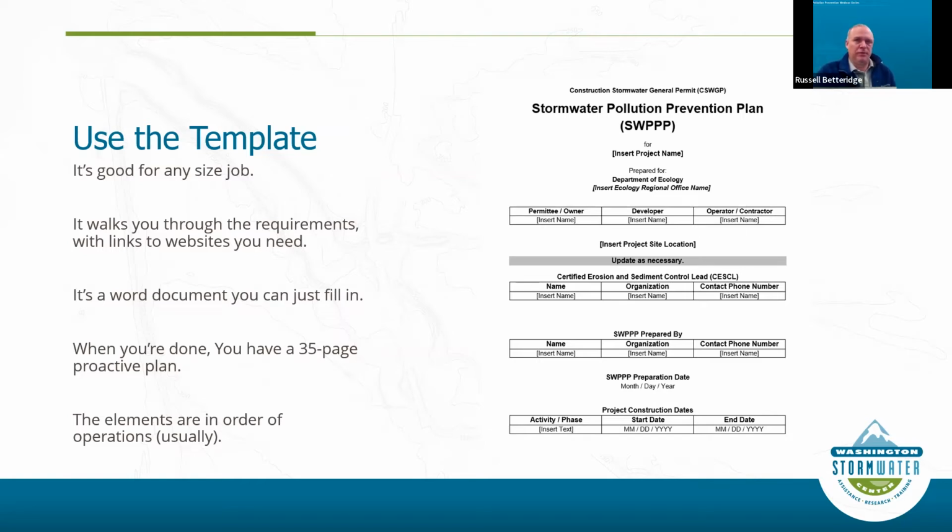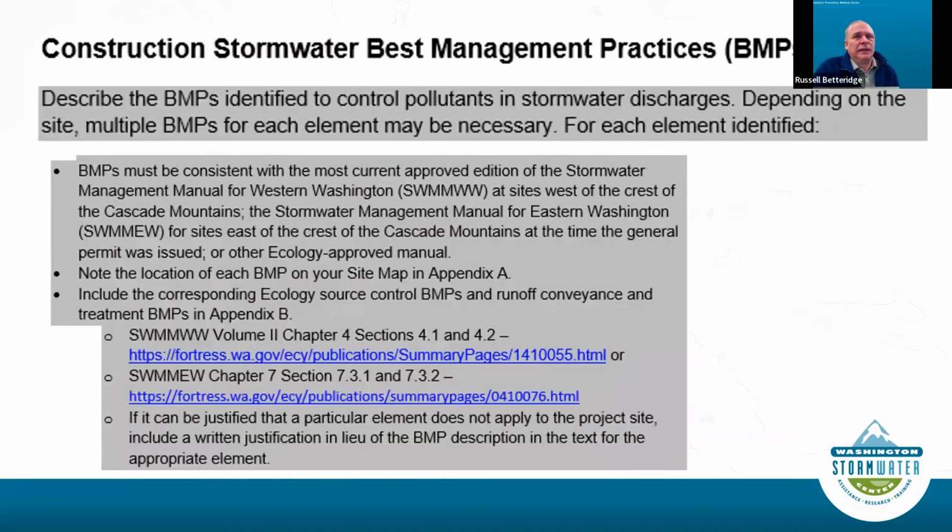It walks you through that line of thinking on how you're going to prevent stormwater pollution during your project. And it has all the elements in order of operations. Usually these elements run through the entire project from design to finished construction. So some of the elements aren't really in order, but we'll talk about that a little bit. And they all refer to best management practices. So there's not something hard and fast.